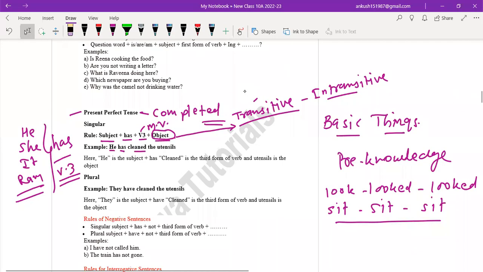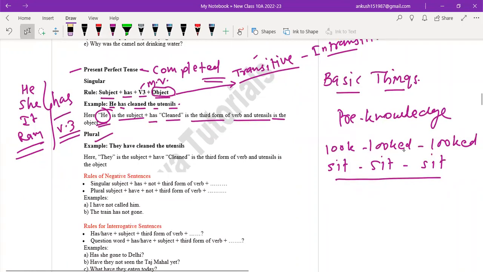So, he has cleaned the utensils. Here he is the subject, has cleaned is the third form of the main verb, and utensils is the object. Similarly, for a plural subject there is only one change: instead of has we use have. With any plural subject in present perfect tense we use have. Understood? The rest of the things would be the same.